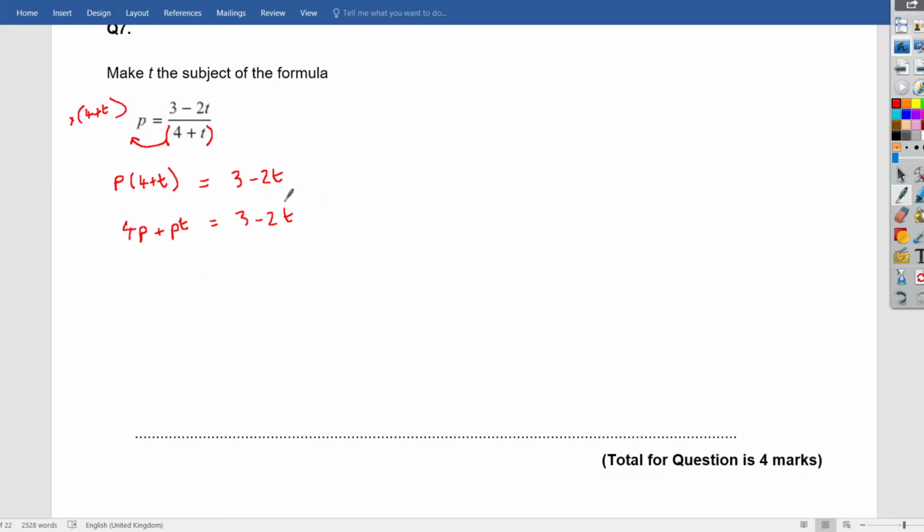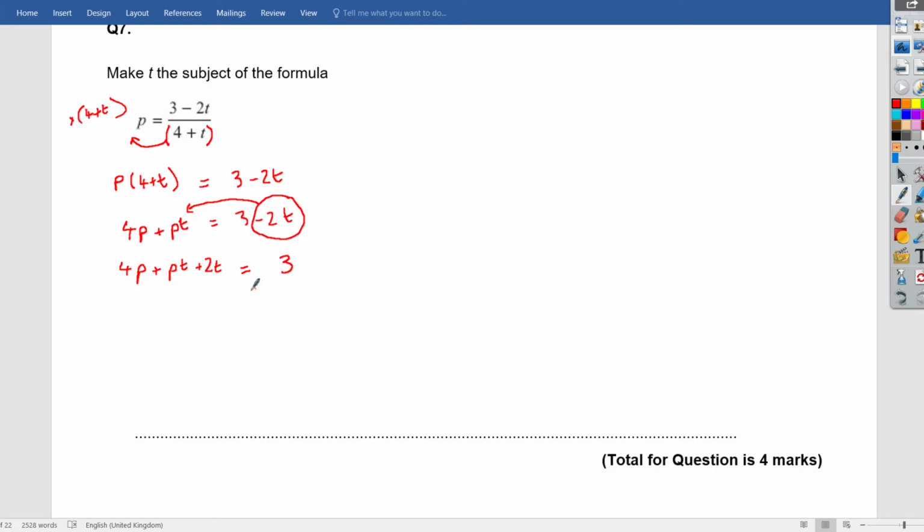So what I'm going to do, first of all, I'm going to bring this minus 2t. Always remember the symbol in front tells you it's a plus or minus. Take it to the other side. The opposite of minus 2t is plus 2t. So we're going to end up with 4p plus pt plus 2t, and that's going to equal what we left here, just 3.